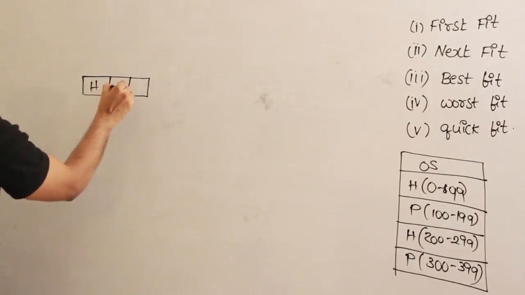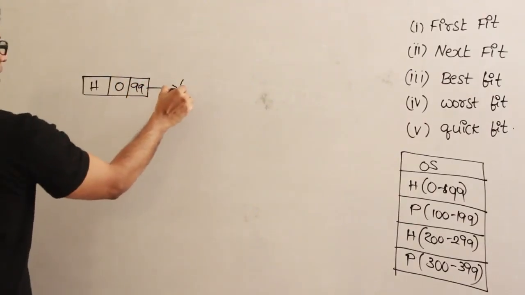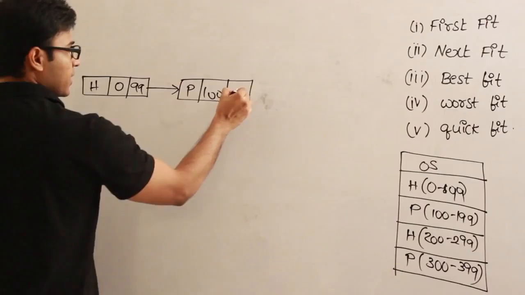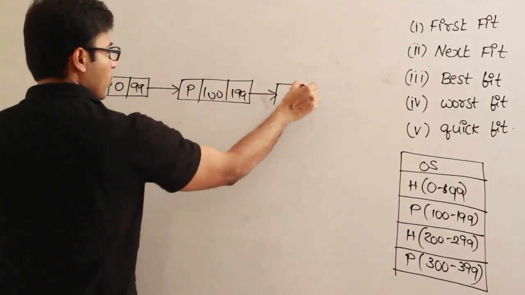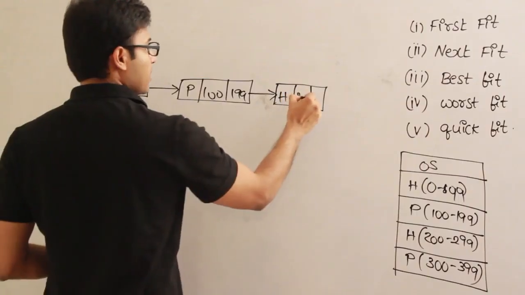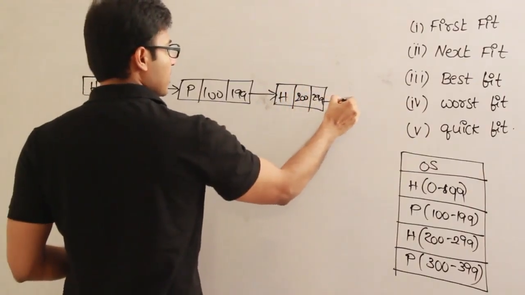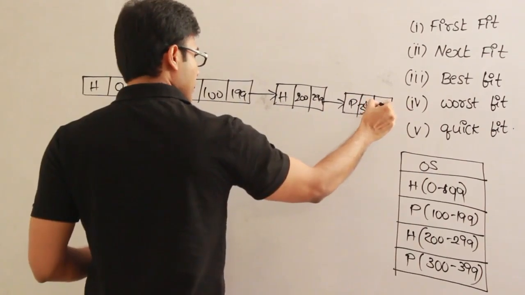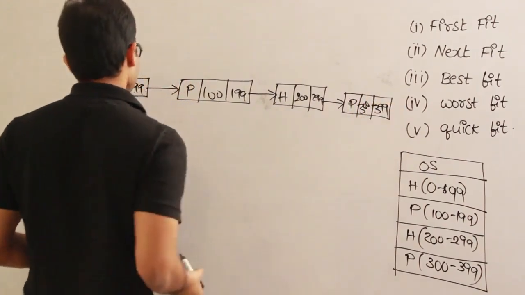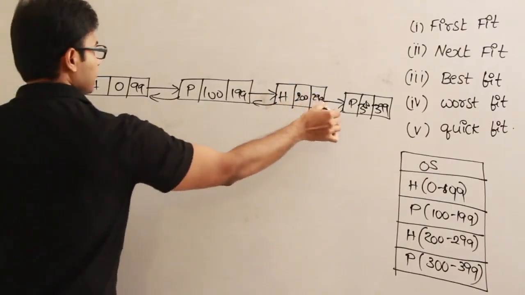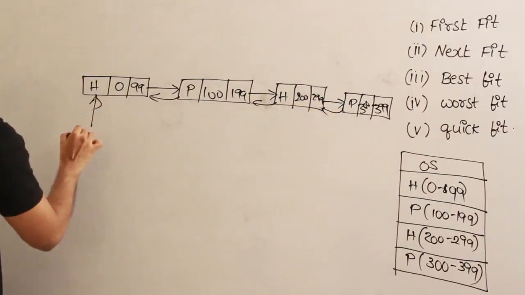Hole, starting address is 0, ending address is 99, right? And then a process, starting address is 100 and ending address 199, right? And then a hole, starting address is 200 and ending address is 299, and then a process, starting address is 300 and ending address is 399, right? And it is a linked list. As I told you, it is a double linked list, right? And it is the head.